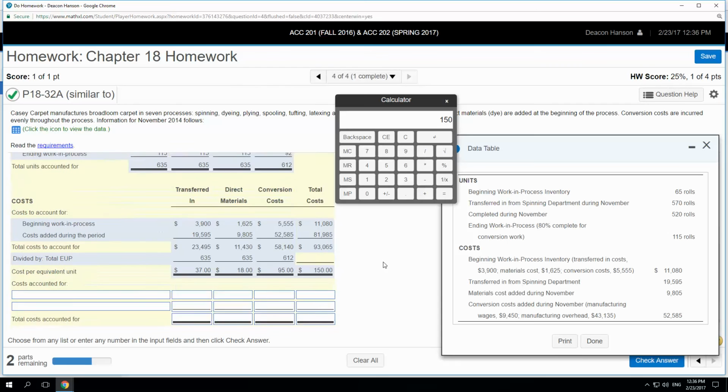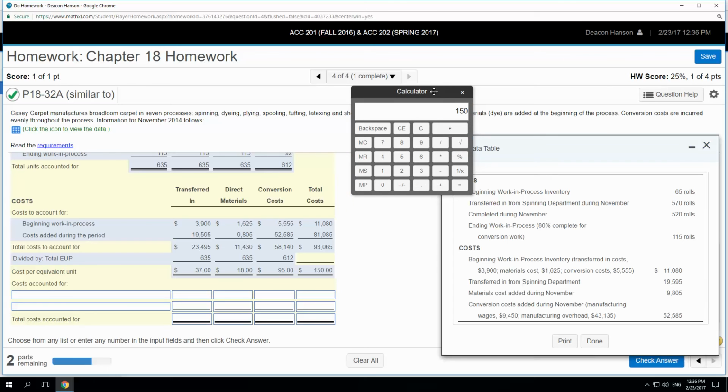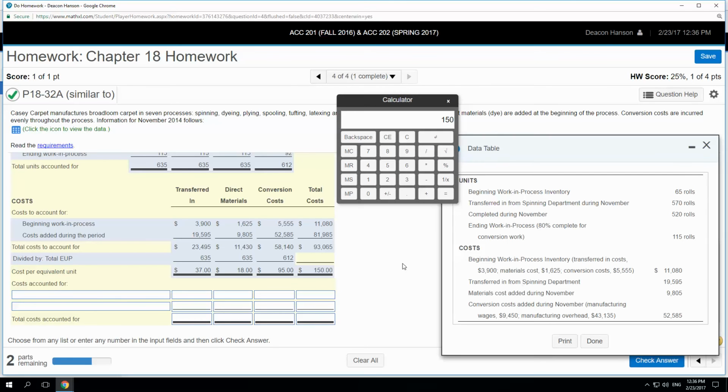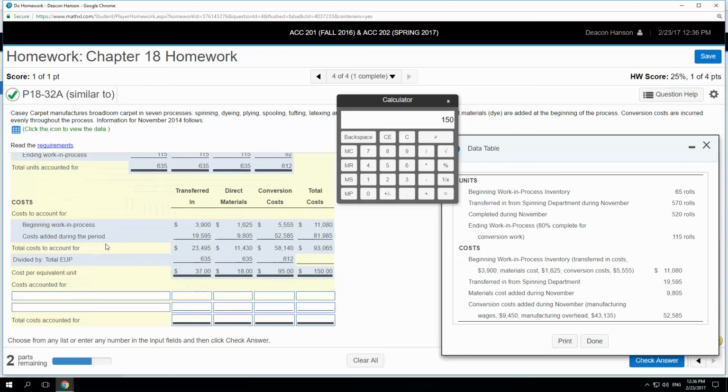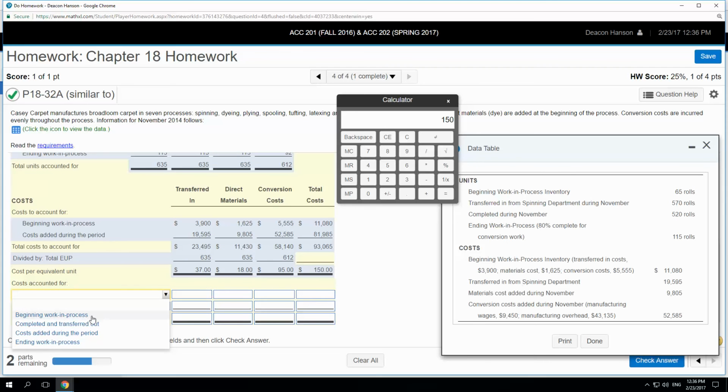It looks like we did pretty well. Now that's just the first top of it, right? That's the cost to account for. Now we have to figure out where those costs went. We have to show where they went. So we're going to follow the same format as the second half of the units piece of this production cost report, and we have to put cost on the units that were completed and transferred out.